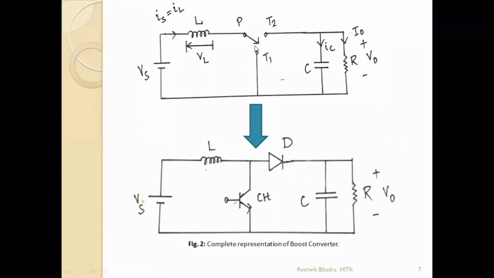PT1 positive voltage, positive current, so it is replaced by a switch. This is your chopper actually, meaning MOSFET or BJT. And PT2 negative voltage, positive current, that means a diode. This is the actual circuit which you have to draw in your exam. I don't need this one, you have to draw this one. Up to this, if you have any doubt, you tell me.